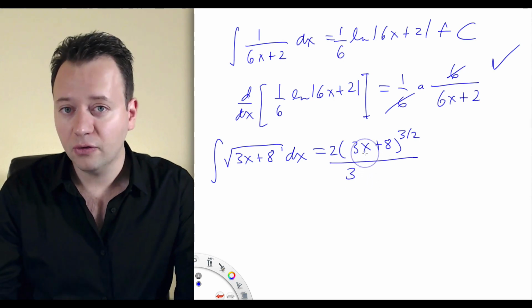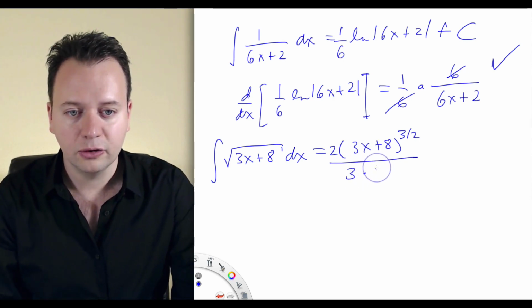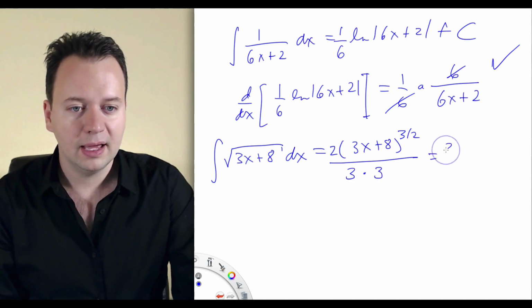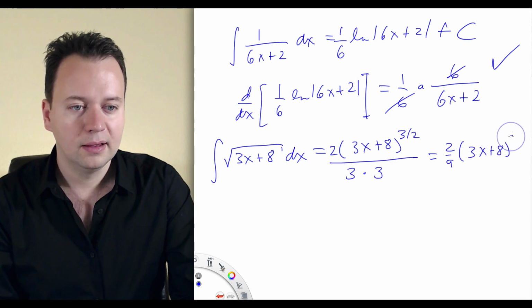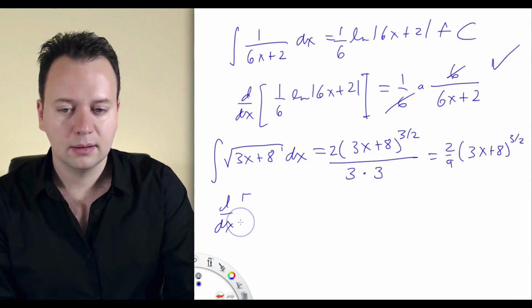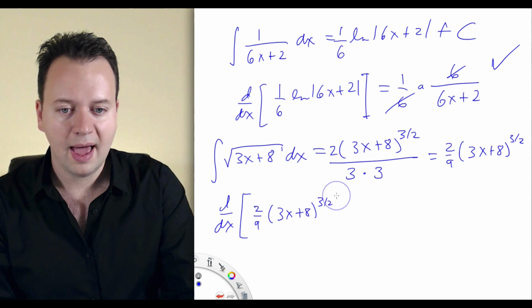And then we're also going to divide by the derivative of the inside. So the derivative of the inside is a 3, just like that. So we basically get 2/9 times 3x plus 8 to the 3/2. To check, well, let's take the derivative of 2/9 times 3x plus 8 to the 3/2.